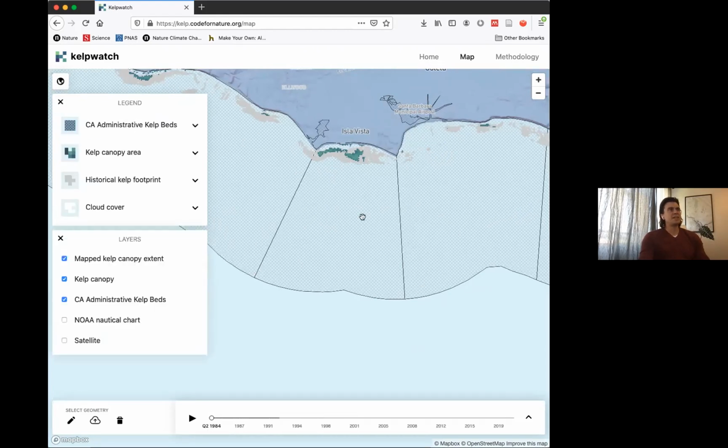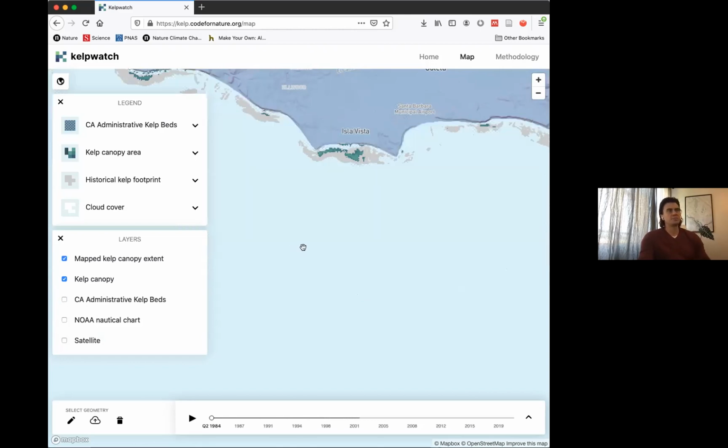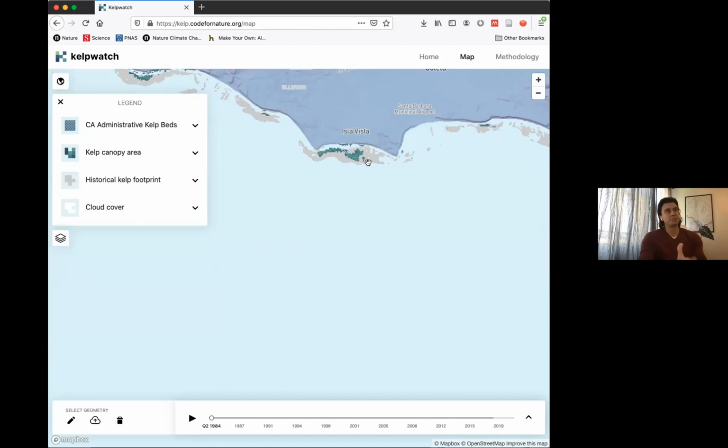The shaded area is the administrative kelp beds. This is just the way the California Department of Fish and Wildlife manages kelp forests. If you're not interested in management units, we can just turn that off. The gray footprint is basically kelp habitat. This is anywhere where we observed kelp at some point during this 36-year time series, so this is what we think is potential area where kelp can be. And then the greens and blues show current canopy area at this time point.